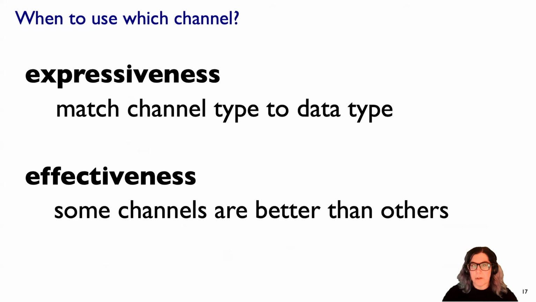Now, the big question is, well, when should we use which channel? There are a couple of key principles that have been pursued for decades: expressiveness, matching the channel type to the data type, and also effectiveness, because some channels really are better than others at conveying that information.